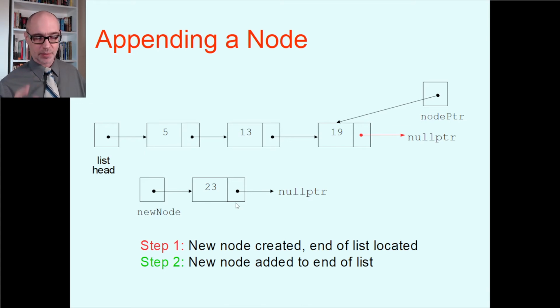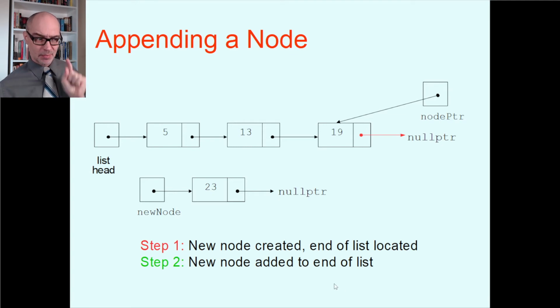Second thing we've done, and this is all in what I'm calling step 1 here, is we've traversed the list to find where the end is. So you have a node pointer, you had a while loop, and you looked at the 5. Is that the end? No. Is the 13 the end? No. Is the 19 the end? Yes, because it's got the null pointer in the next value. Okay, so this has all happened first. That's what I'm calling step 1 here. We've allocated a new node, and we've located the end of the list.